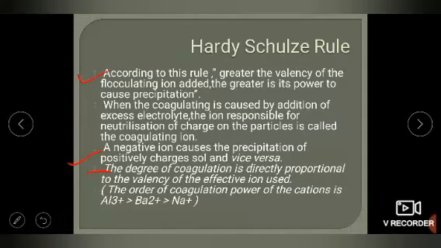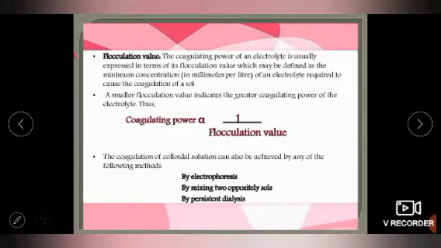In the order of coagulation power of the cations, we have Al3+, Ba2+ and Na+. It means that aluminium 3+ has greater coagulation power than barium 2+, which has more than sodium +. So this is the Hardy-Schulze rule. Flocculation value is the other part of the coagulating power.